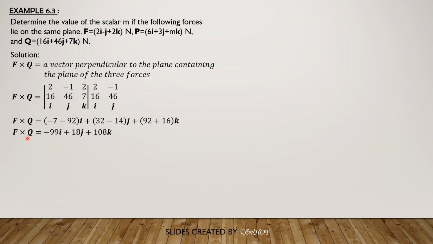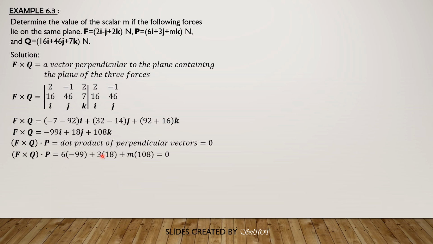Then we obtain the dot product of this vector with P, and we set the result to 0 because they are perpendicular. So F cross Q dot P is the dot product of perpendicular vectors. That's why it is 0. So F cross Q dot P equals the sum of products of corresponding components. So 6 times negative 99 plus 3 times 18 plus m times 108 equals 0. So solving for m, m is 5 newtons. So it should also be in newtons.